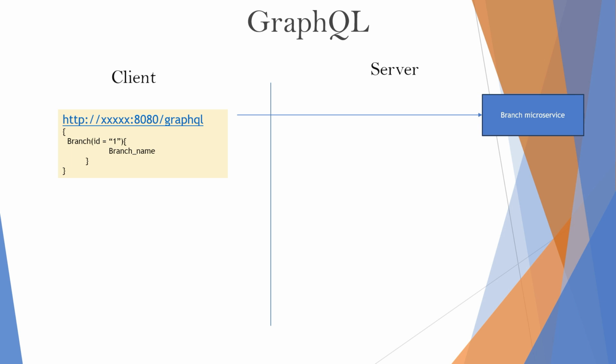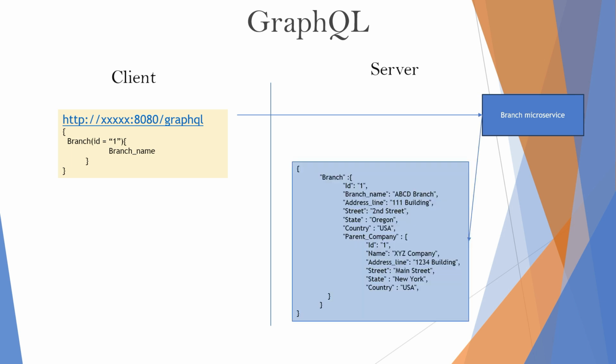Server will have a branch microservice. There it will pull all the details from the repository, and GraphQL will filter the details as per the query information provided by the client and send only branch name to client side. That means over the network, only branch name goes to the client side.